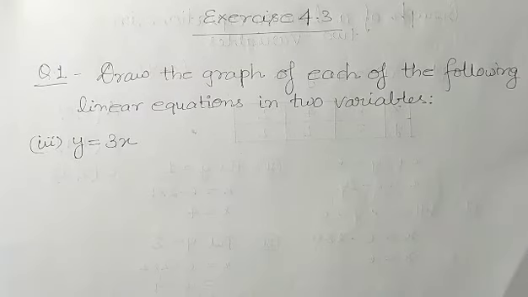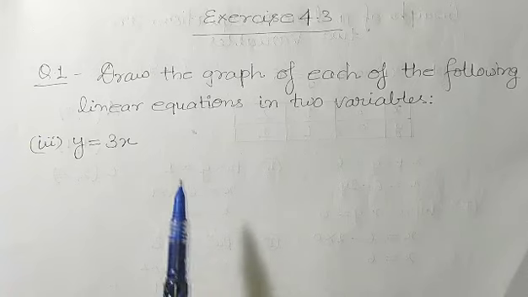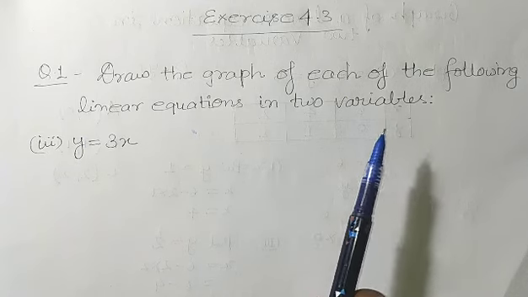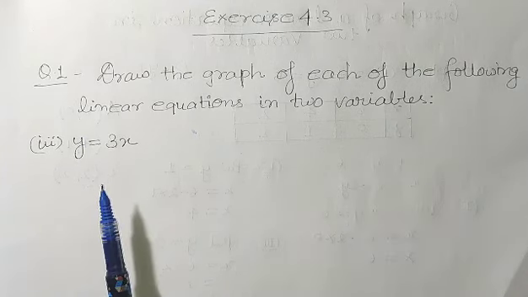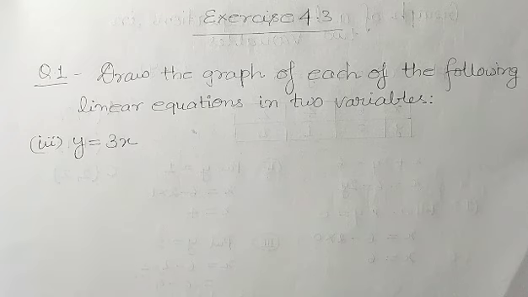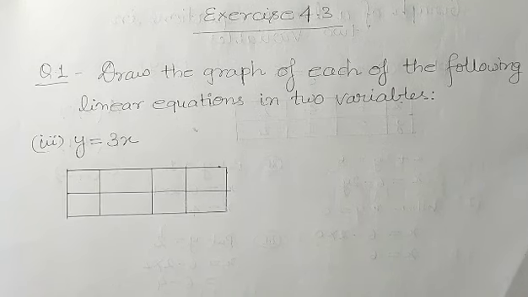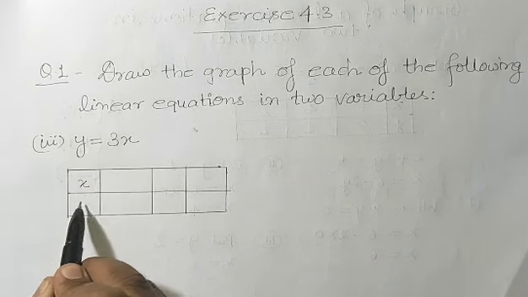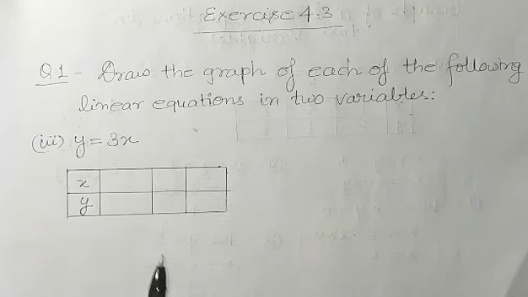Now coming to exercise 4.3, students. The first question is, draw the graph of each of the following linear equations in 2 variables. Here the equations are given and you have to draw the graph of the linear equation. As I have told you, firstly you make a table where you write all the solutions. Here we have made a table with x, y, and we are going to find its 3 solutions.